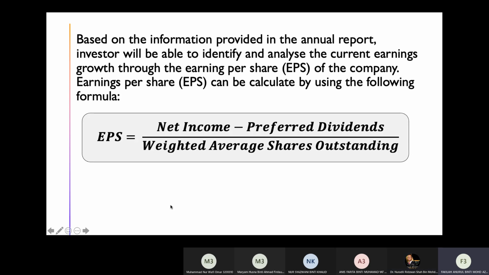Based on the information provided in the annual report, investors will be able to identify and make analyses of the current earnings growth through the earning per share, which is EPS of the company. So this is how the earning per share will be calculated using the following formula. EPS will be net income minus preferred dividends, then divided by weighted average shares outstanding.